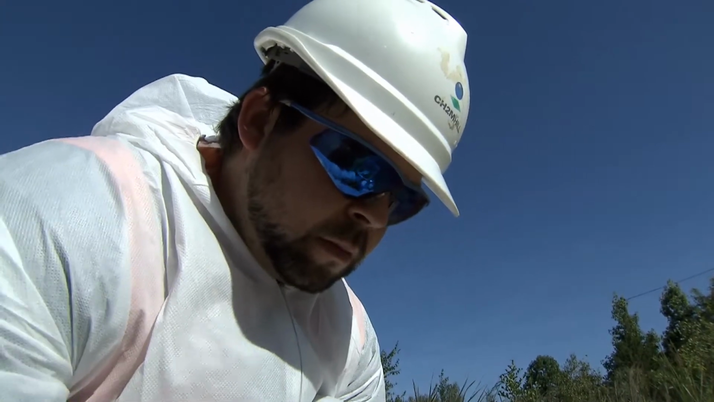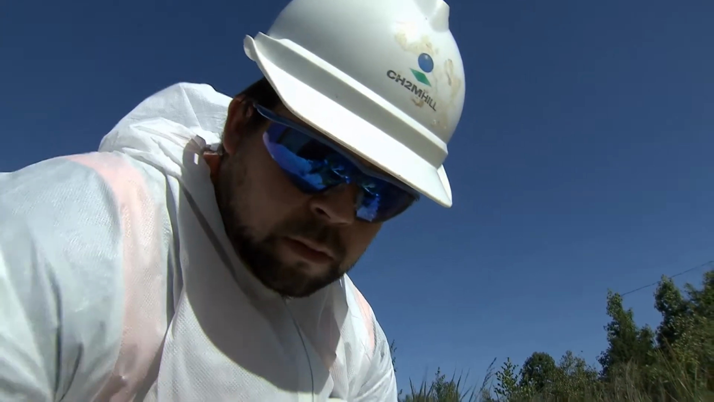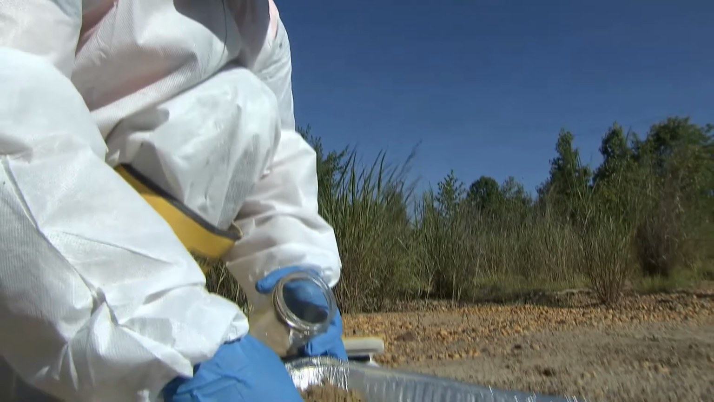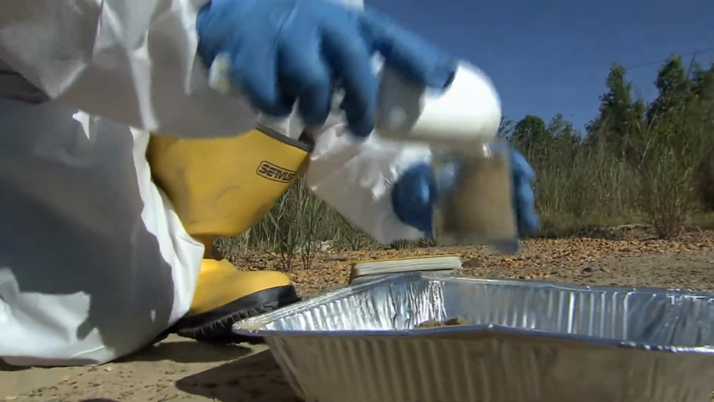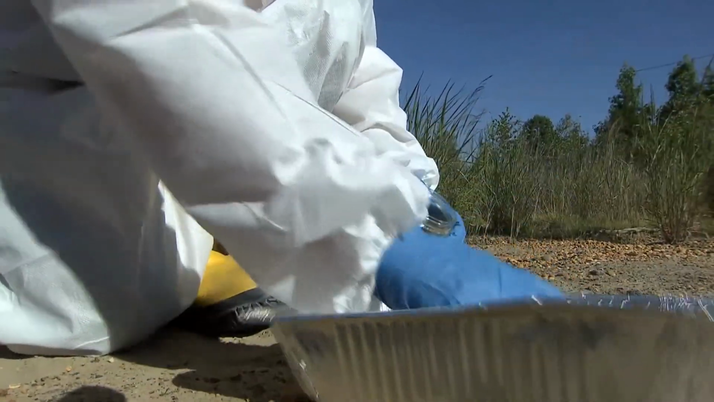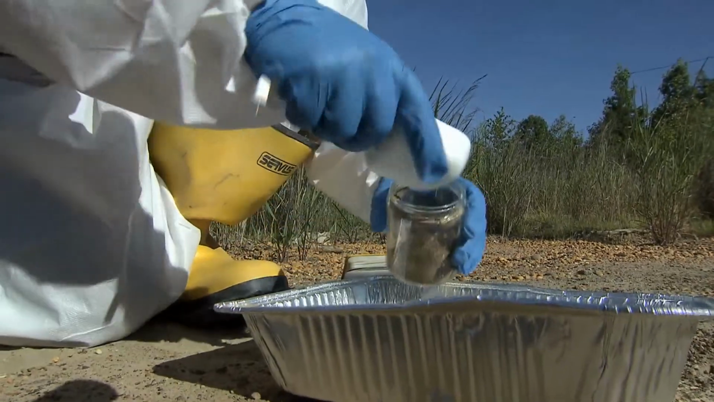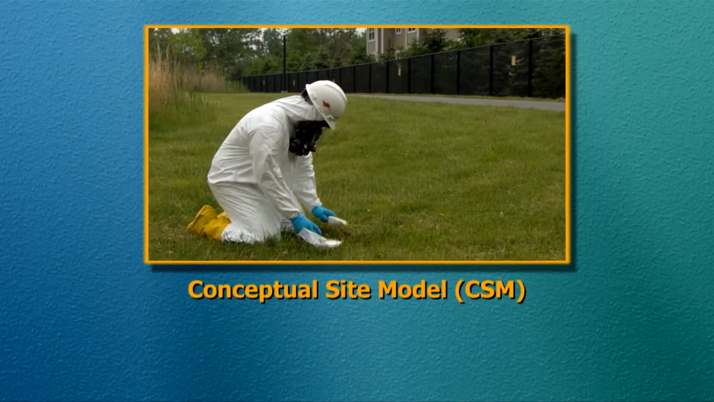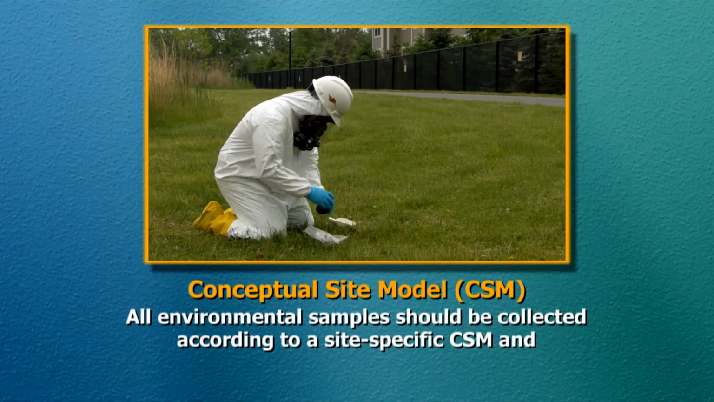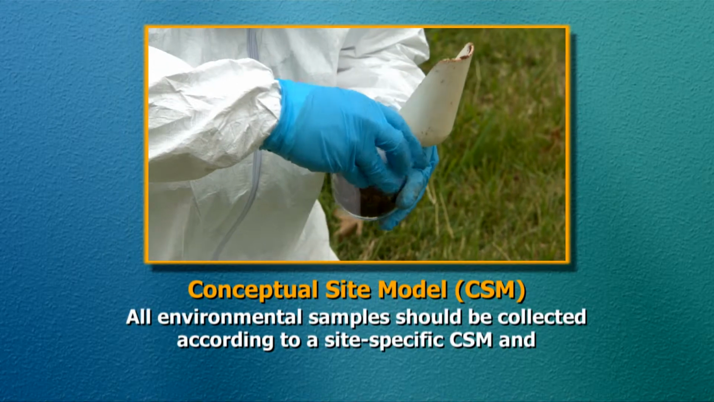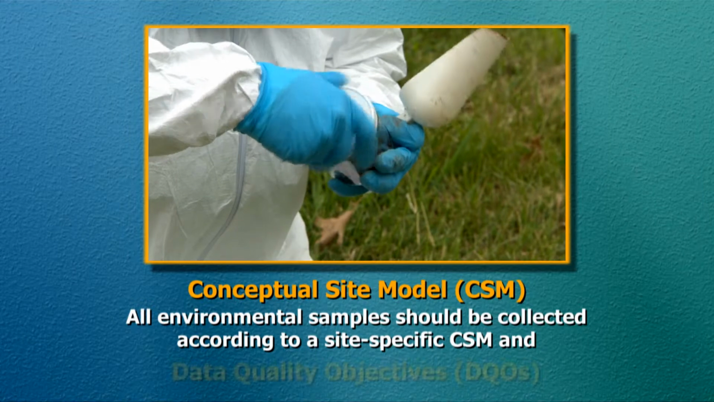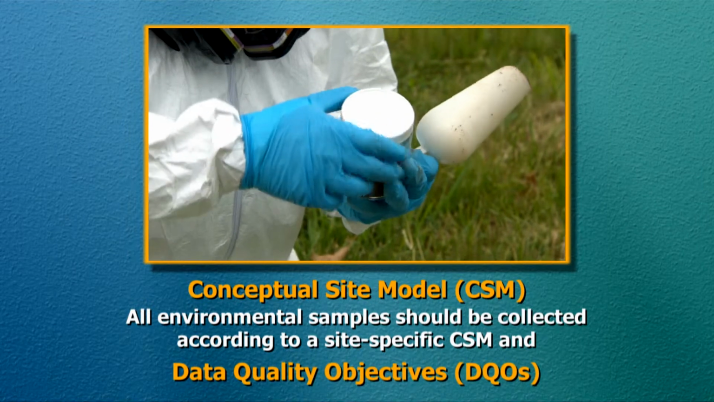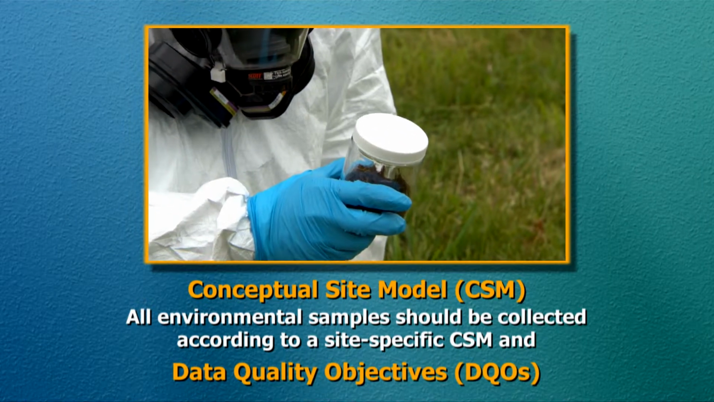Exposure data used to run the IEUBK needs to be representative of current site conditions and any anticipated future use. Because of this, EPA recommends implementing a conceptual site model, or CSM. All environmental samples should be collected according to a site-specific CSM and data quality objectives, or DQOs.